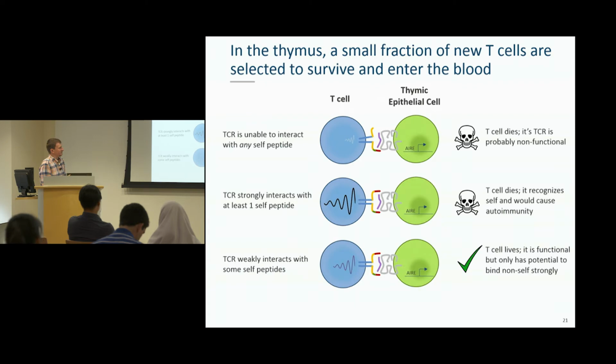And finally, the ideal scenario that we want is to have this very weak level of interaction with some self-peptides. If this occurs, the logic is, well, this is a functional TCR, but it doesn't bind anything strongly in the host proteome, so it's not a risk for autoimmunity. But we think that it's possible that it could go on later in its life to strongly interact with some novel sequence. So once this occurs, the T cell matures and then it is allowed to go into circulation, and it will spend the rest of its life looking for a peptide that it can strongly bind. And probably most of them never encounter that peptide.